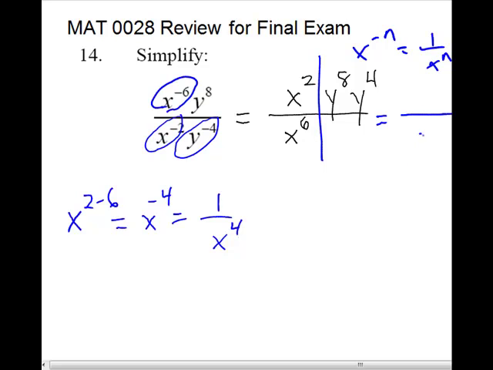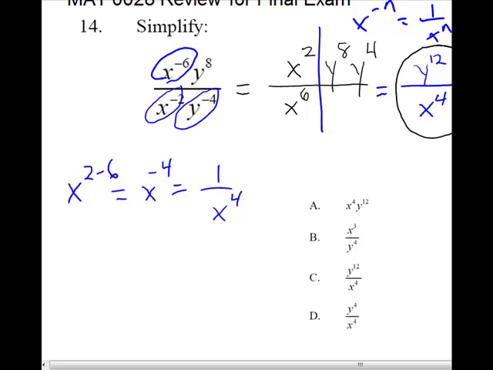So it is going to end up in the denominator. We don't have to write the 1 if something else is going to land there. The y's are side by side. Your rule is keep the base and add. So they are going to stay right where they are. So that should be the same answer we had earlier. This time our answer choice will be C.